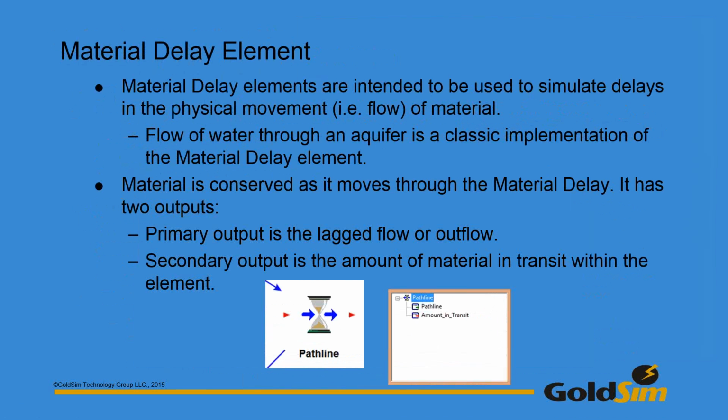In the material delay element, material is conserved as it moves through the element. The element has two primary outputs. The first one is the lagged flow or outflow. You put in flow on the input port, or the upstream side of the element. The element holds that flow for a specified lag time, and then it outputs the outflow after the lag time. The secondary output is the amount of material in transit within the element, and this is where the mass conservation comes in. You can always see how much material is backed up in the element, in transit along the path line in this particular case.